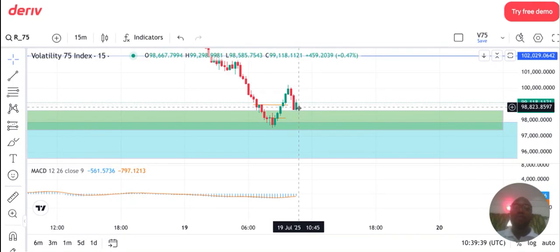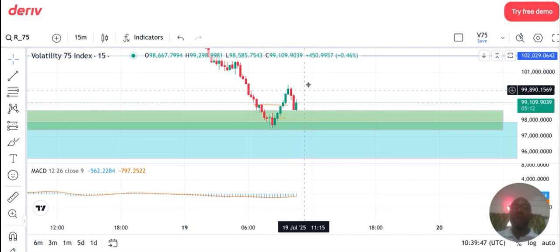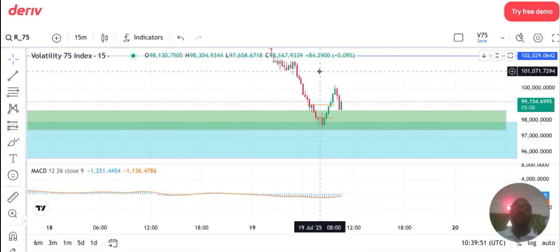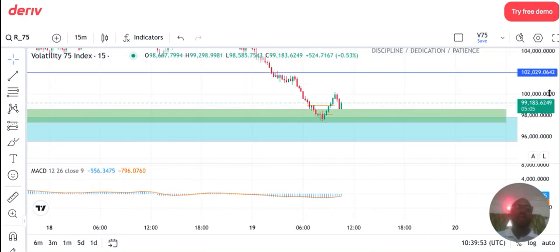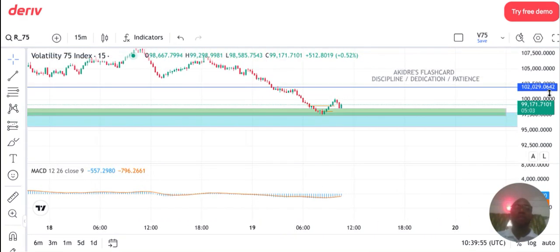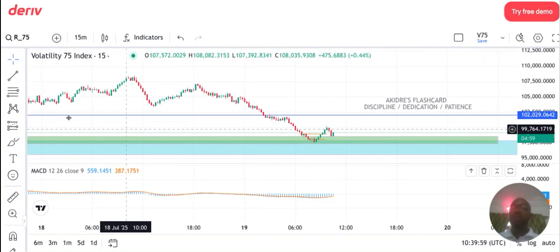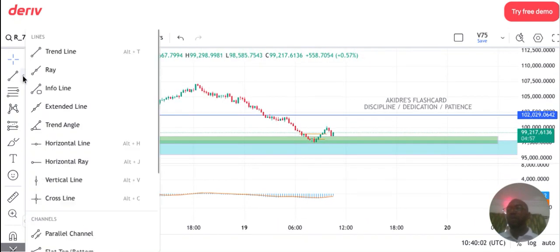If you have good capital or equity, you can still make your entry here, a buy to the upside. If you understand market structure and price action very well, you should know that this is how these things work. Make your entry to the upside.